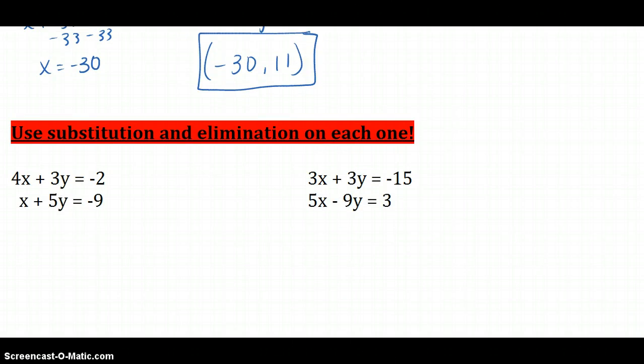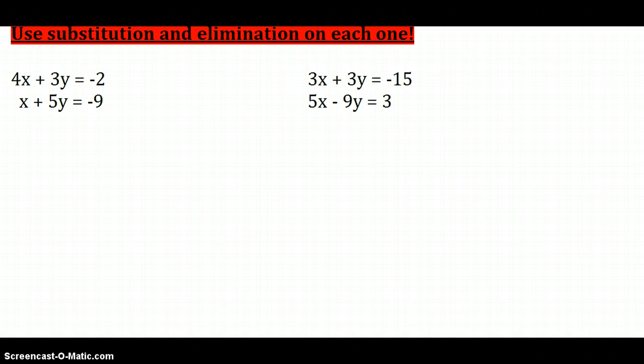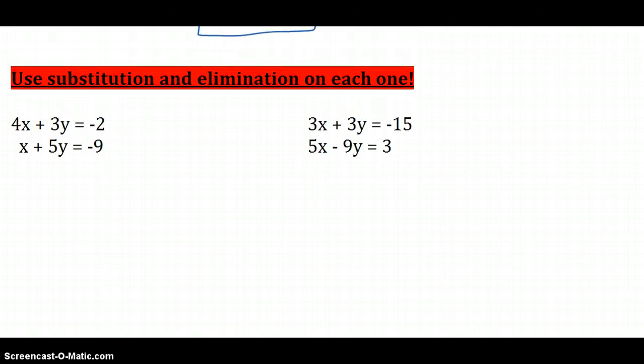So this is what I want you to do in your notes, but I'm going to start it for you. I want you to use both elimination and substitution on each one of these. But I'm going to get it started. On this one, I'm going to use elimination, and on this one, I'm going to use substitution. Your job is to do the other one I didn't do.